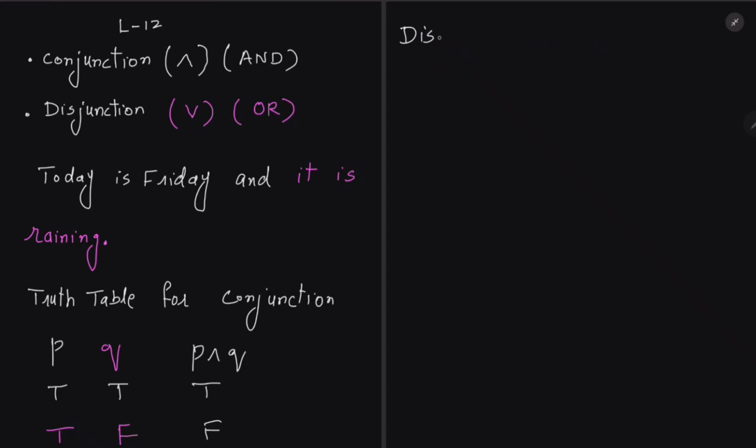What is disjunction? The symbol for disjunction is "or". The symbol is a kind of V, and it is for "or".